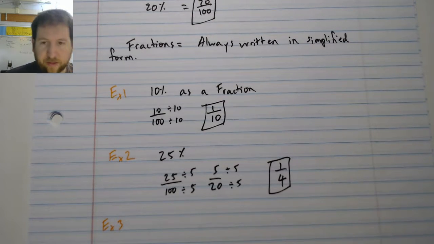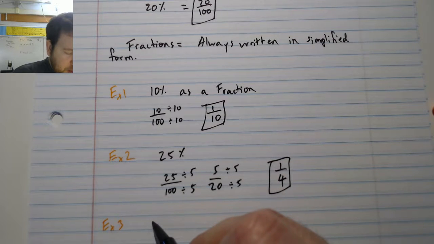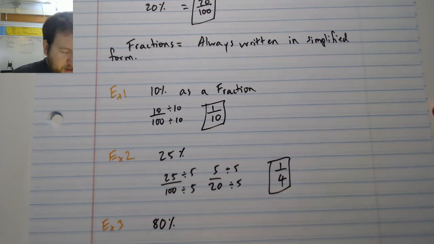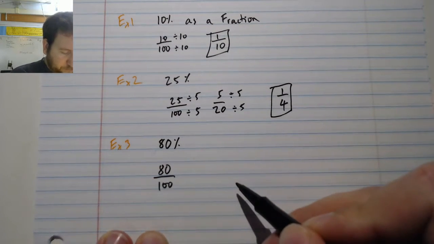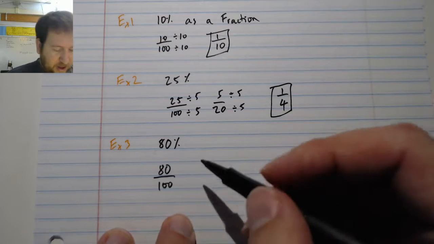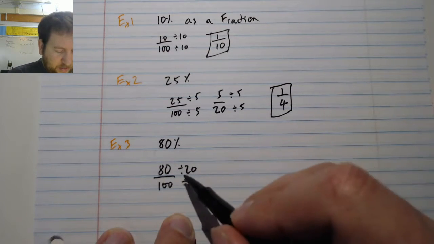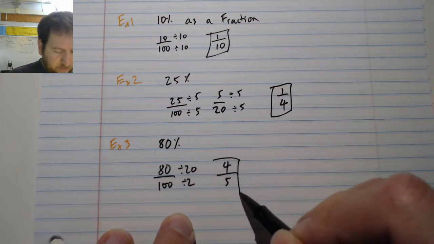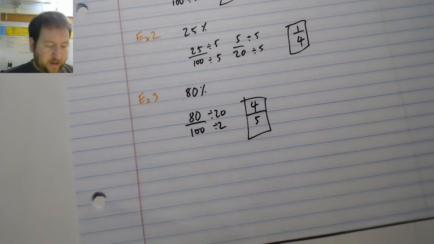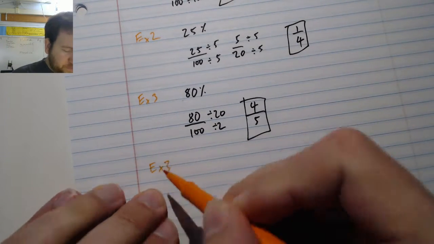Let's look at example 3. This time we're going to take a look at 80%. I'm going to write it as 80 over 100. And I can definitely see that I can put 20 into both of these. That looks like it's going to get me to 4/5. And 4/5 is as simplified as I can go. Let's do one last one.